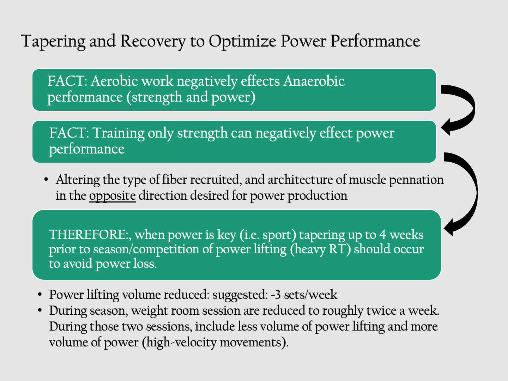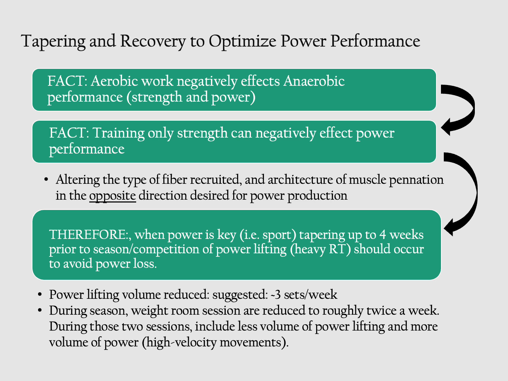So we have to talk a little bit about the programming and tapering and recovery to optimize power performance. As we've discussed, a wide range of neural and muscular factors must be combined in order to optimally produce maximal power. Force times velocity gives us our power. Certain training modes affect these components in a negative manner. In fact, aerobic work negatively affects anaerobic performance.